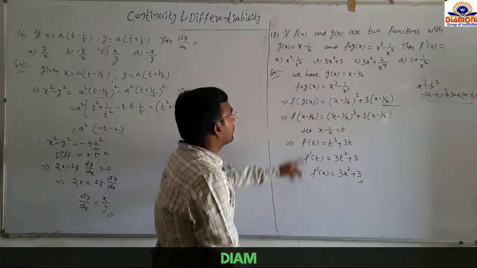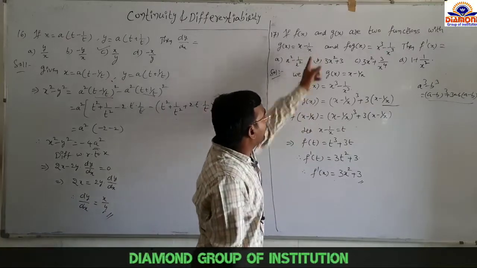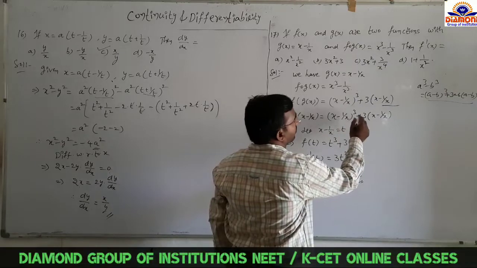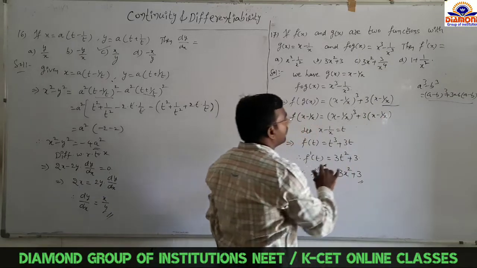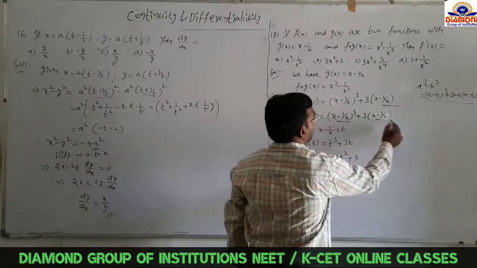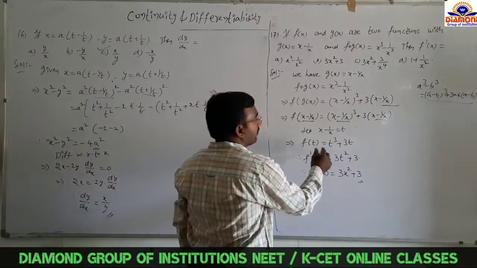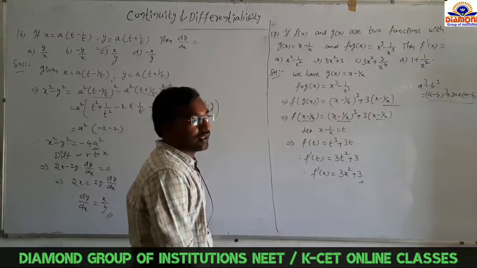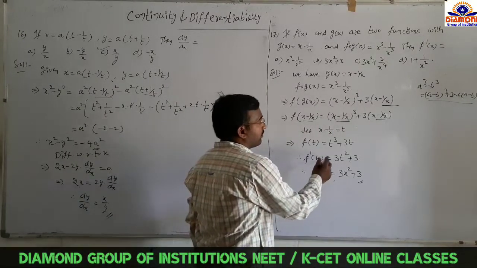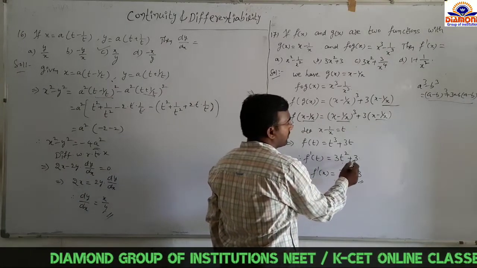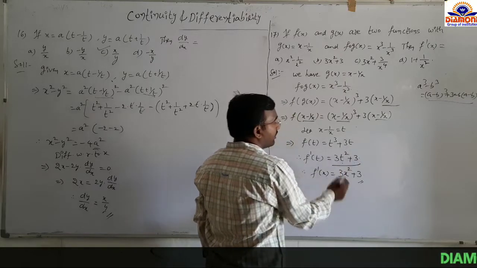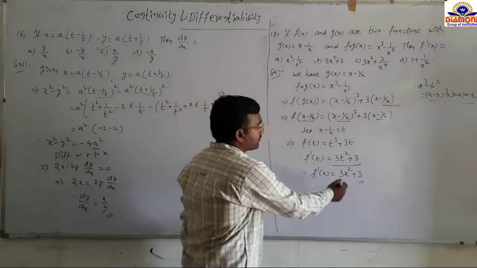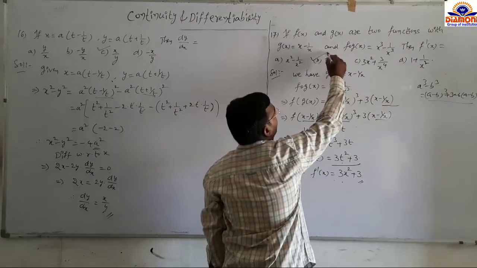So here the g of x value is given. What is g of x? x minus 1 by x. So f of x minus 1 by x equal to x minus 1 by x whole cube plus 3 into x minus 1 by x. So for this internal function take t. So what do you get? f of t equal to t cube plus 3t. So derivative of this with respect to t: f dash of t equal to t cube derivative is 3t square, plus 3 into t derivative is 1. That's why you get 3t square plus 3. So finally f dash of x equal to 3x square plus 3. So the option is B.